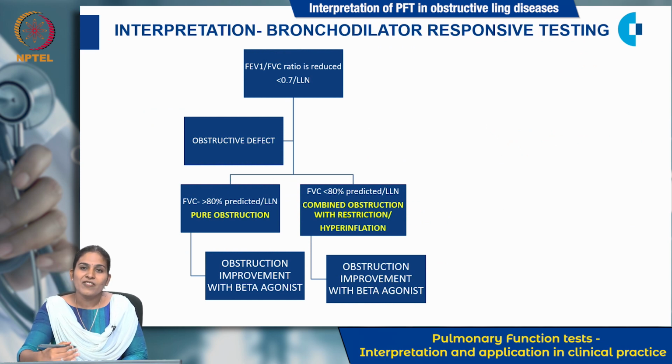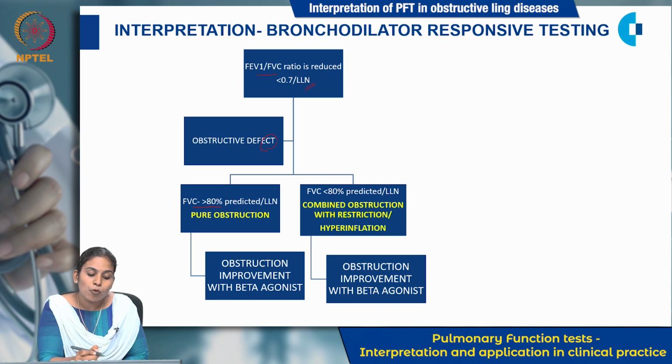Okay, so now we will add some more to our interpretation algorithm. We have already seen that if the FEV1 by FVC ratio is reduced, that is less than 0.7 or less than the lower limit of normal, that means the person is having an obstructive defect, and if your FVC is more than 80% of predicted or more than the lower limit of normal, then the person is having pure obstruction. So if the person is having pure obstruction, then we will see whether this condition improves with the beta agonist or not.